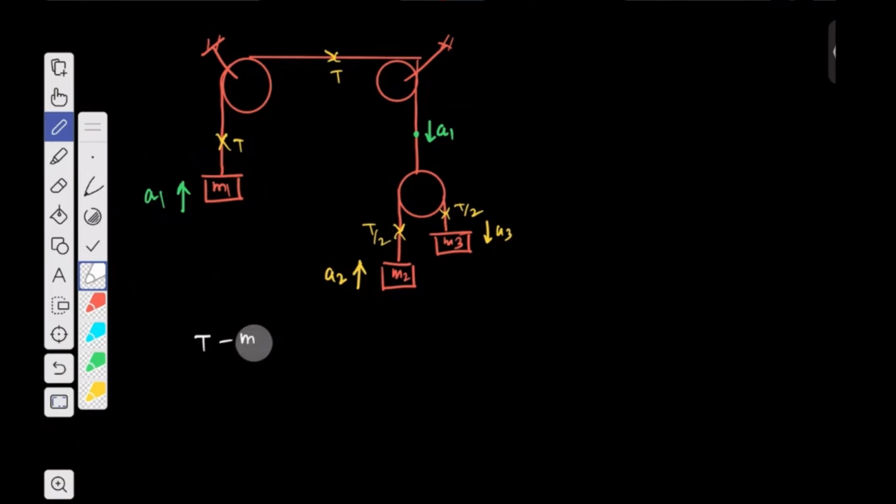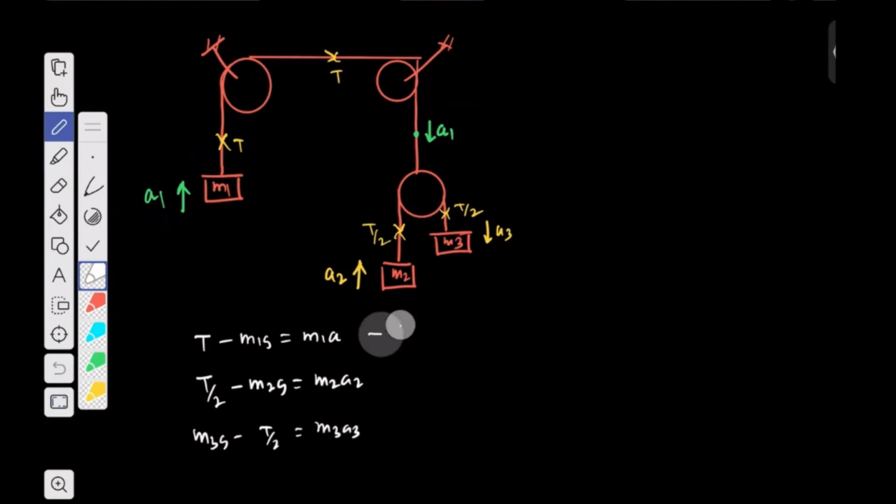We will have T minus M1G equals M1A1. Then T by 2 minus M2G equals M2A2. And M3G minus T by 2 equals M3A3. Equation number 1, 2, 3. And we don't know T, we don't know A1, A2, A3. So we have got four unknowns and we have just three equations.